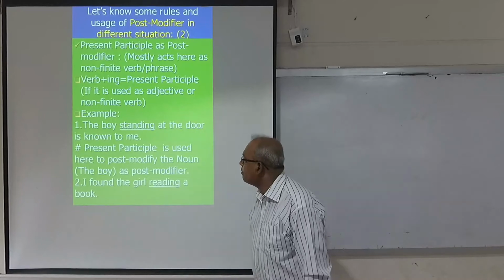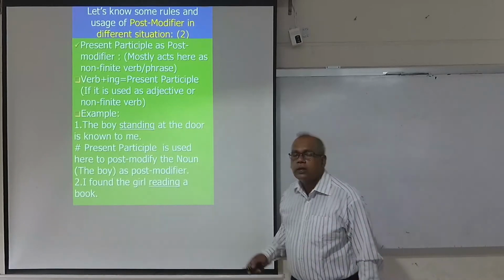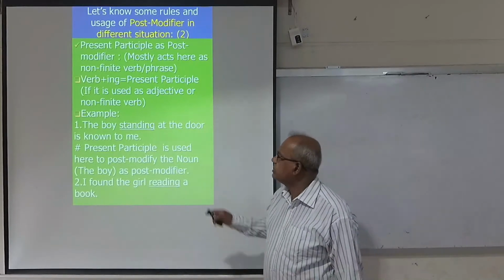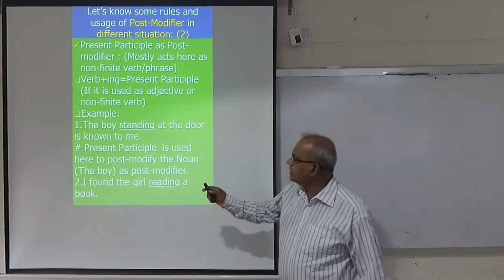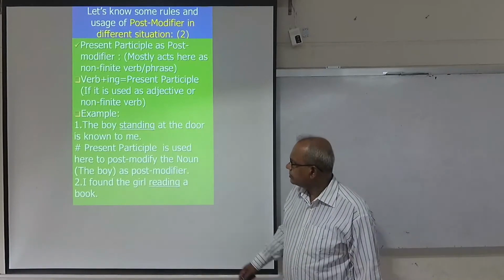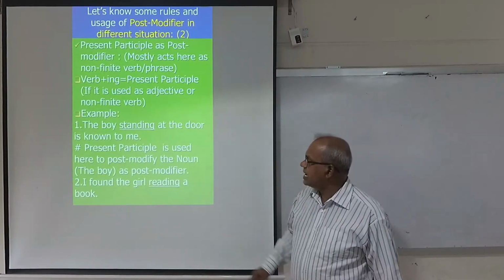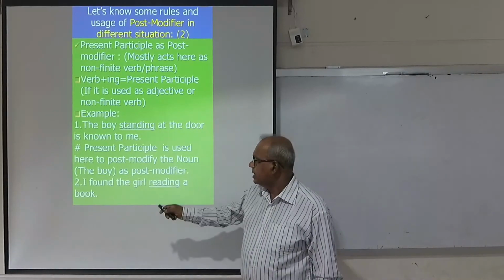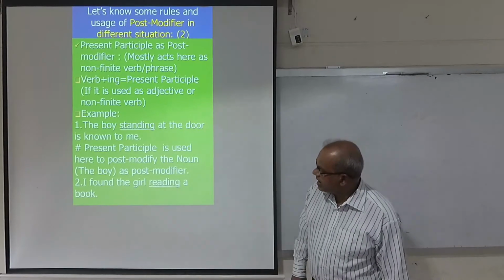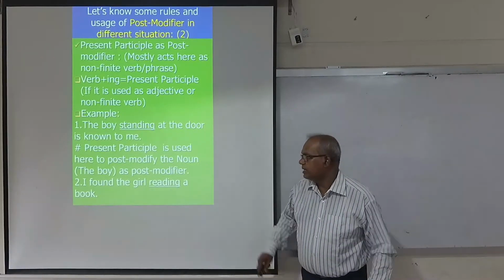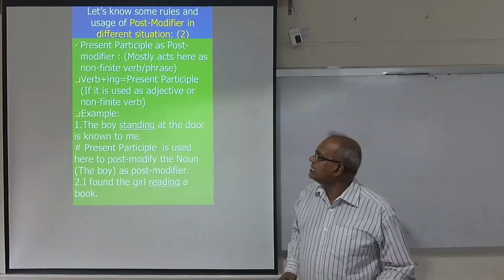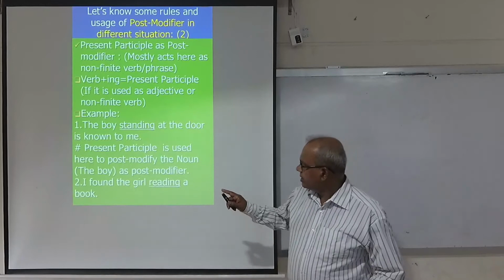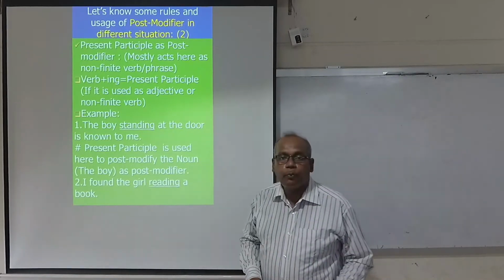Example: the boy standing at the door is known to me. The boy standing at the door. Standing is used here as a present participle. And in this sentence, the present participle is used to post-modify the noun the boy as a post-modifier. The second sentence: I found the girl reading a book. In the same way, reading is used here as a present participle and as a post-modifier.